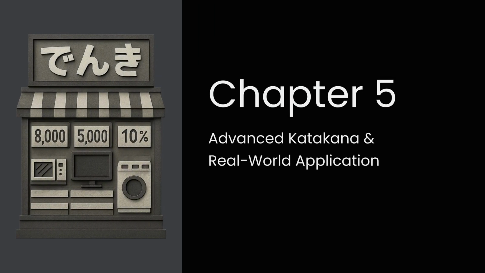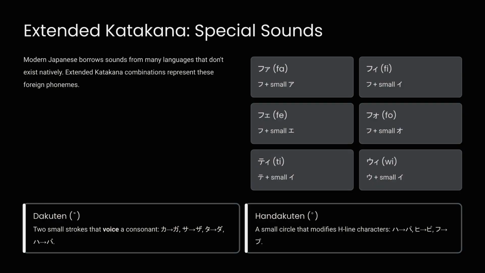Welcome to Chapter 5, Advanced Katakana and Real-World Application. In this final chapter, we'll cover special sounds, extended combinations, and see how katakana appears in everyday Japanese life. Extended katakana combinations represent foreign sounds that don't exist natively, like ti and fa. These are formed by combining a base character with a small vowel. For instance, fa is fu plus a small a. We also review the dakuten and handakuten.